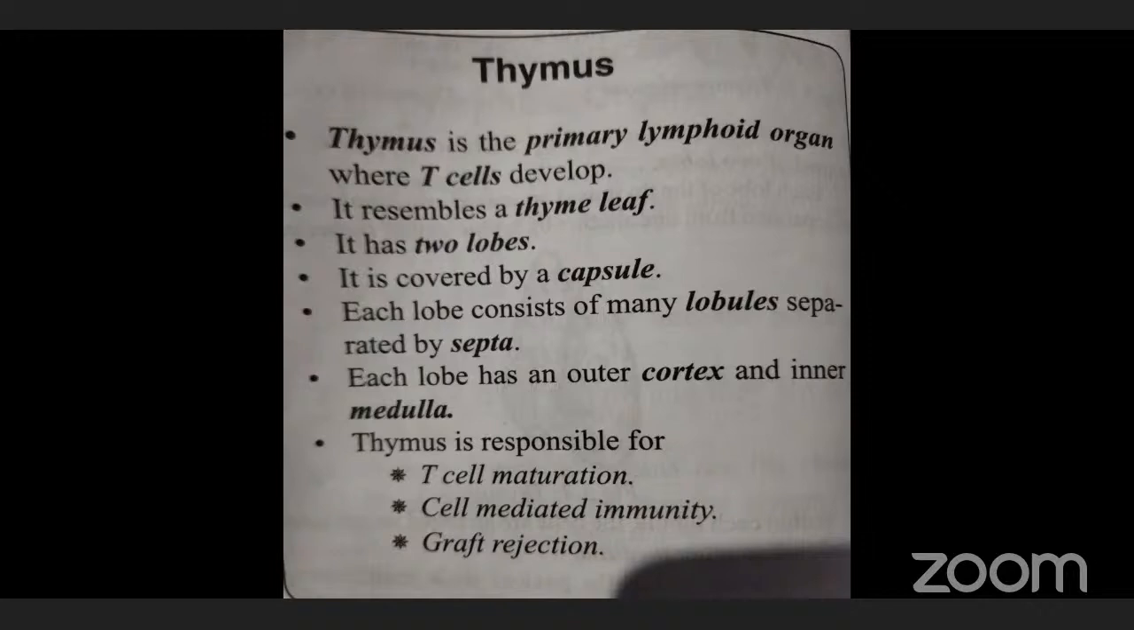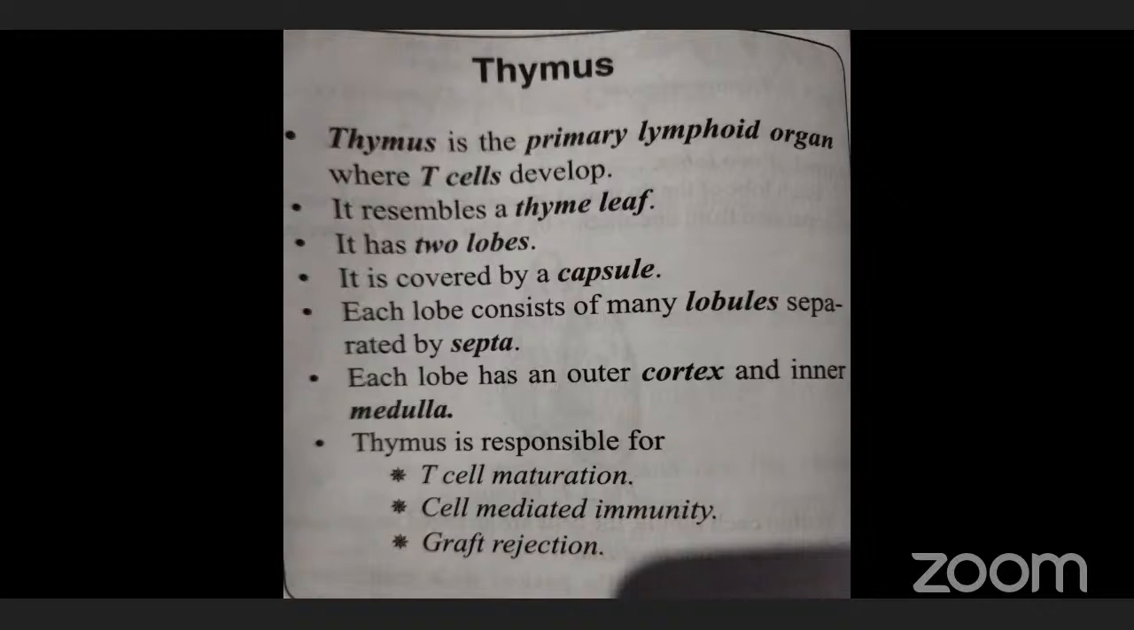So the thymus is a primary lymphatic organ. The thymus is a training center for the army of T lymphocytes. Thymus, the first letter is T. The thymus is responsible for the production of T lymphocytes. Clear? Two cells are responsible for immunity: one is the T lymphocyte, another is the B lymphocyte, shortly called T cells and B cells. Thymus, first letter is T, which is responsible for production of T cells.